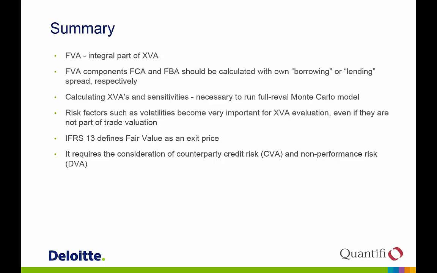As a summary, I will start with my part. FVA is an integral part of XVA and can be successfully used to offset DVA, in the sense of offsetting the volatility of your own credit spread. FVA components FCA and FBA should be calculated with your own borrowing or lending spread respectively, and if you take this into account correctly, then there will be no double counting with DVA.